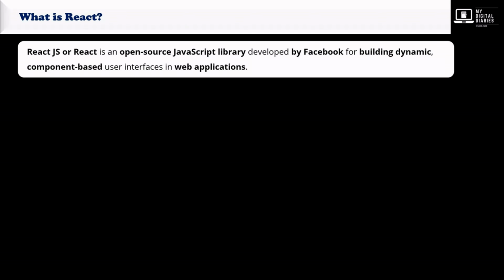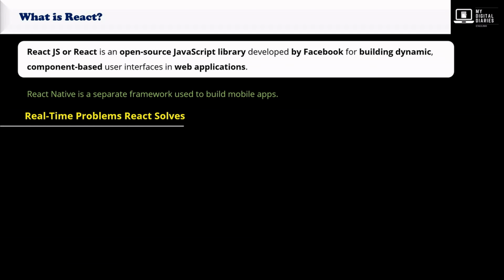So what exactly is React? React.js, or simply React, is an open source JavaScript library developed by Facebook. It is mainly used for building dynamic component-based user interfaces in web applications. Now it is important to note that React is meant for web apps, while React Native is a separate framework which is used to build mobile applications. Let us look at the real-time problems which React solves.